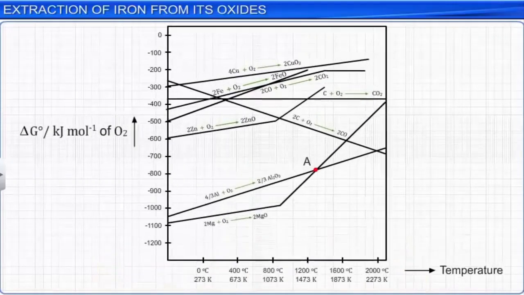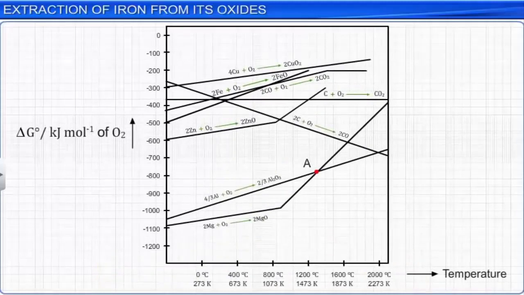If a graph is plotted for standard Gibbs energy change delta G naught against temperature in Kelvin scale, capital T, for both these reactions, then it will go upwards for the reduction of ferrous oxide to iron, FeO, Fe, and downwards for the oxidation of carbon to carbon monoxide, CO.